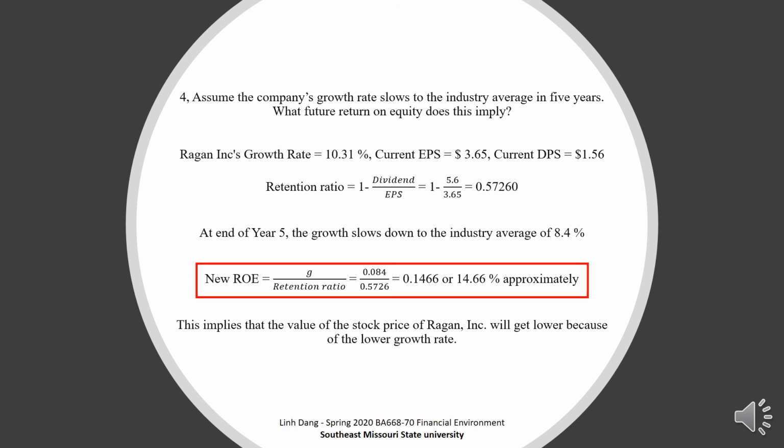With this information, the new return on equity for the company is calculated by taking the industry average growth rate of 8.4% divided by the retention ratio, and the result is approximately 14.66%. That is the new return on equity for the company. This new return on equity implies that the value of the stock price at Ragan will get lower because of the lower growth rate of the industry.